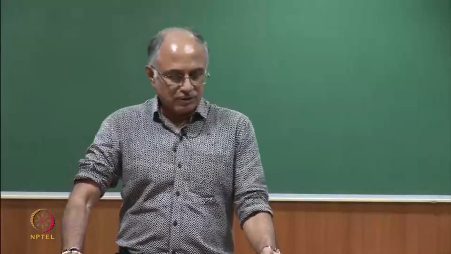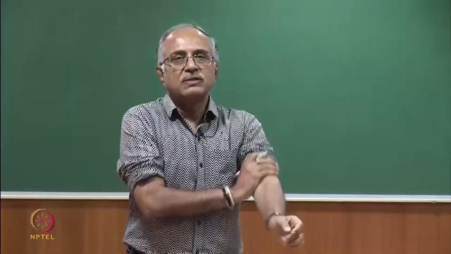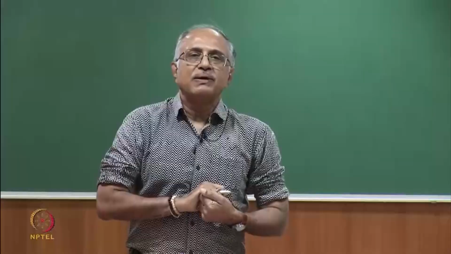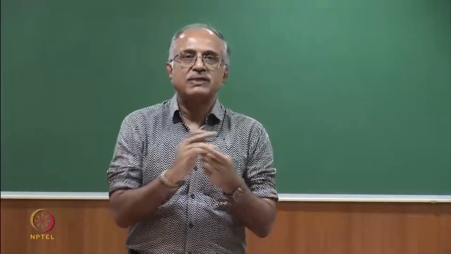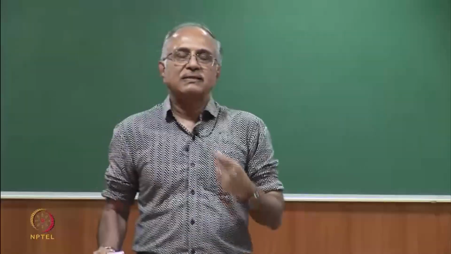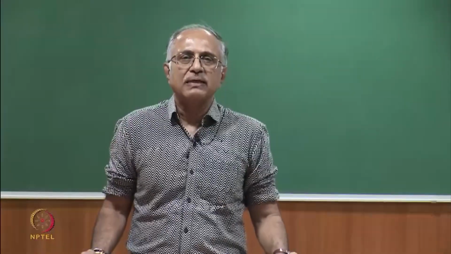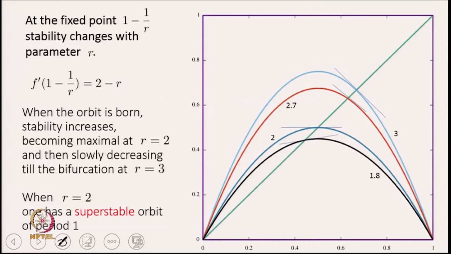In the last lecture we saw that for a map such as the logistic map, when you vary the parameter, the period 1 fixed point changes its location as well as its stability. At the value r equal to 3, the period 1 point becomes unstable, and a period 2 orbit is born at the so-called period doubling bifurcation.